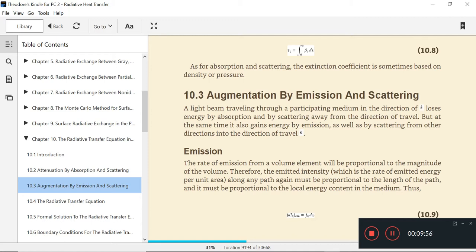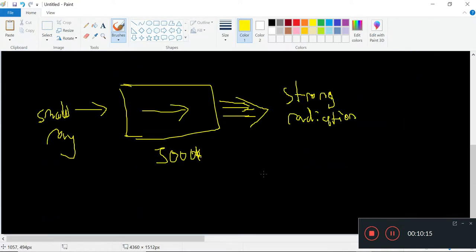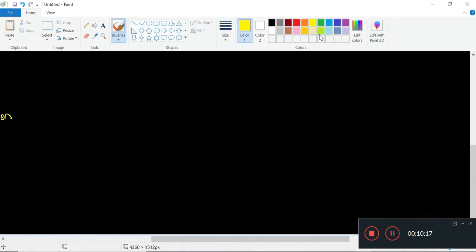Now, we were talking about emission just now. That means the medium is so hot that it actually strengthens the radiation passing through it. And scattering, yes, it can also strengthen the radiation going through it. Why is that so? Now let's take a look. I'll use a green highlight.